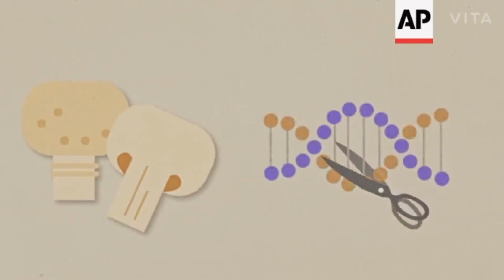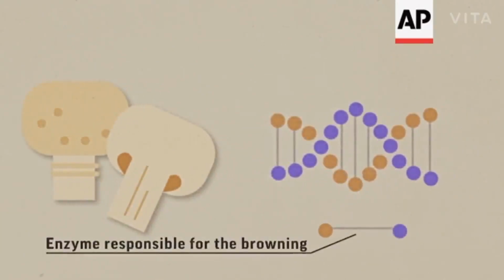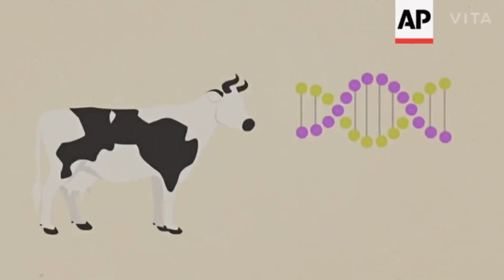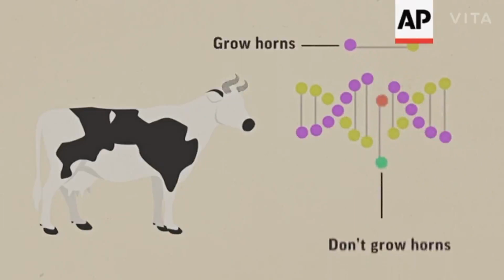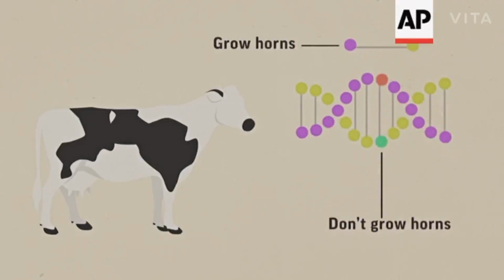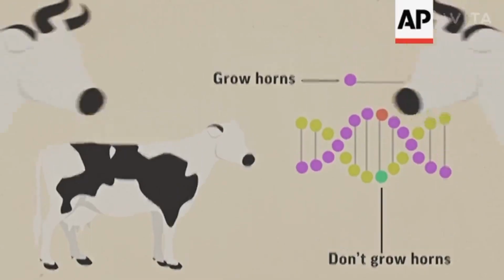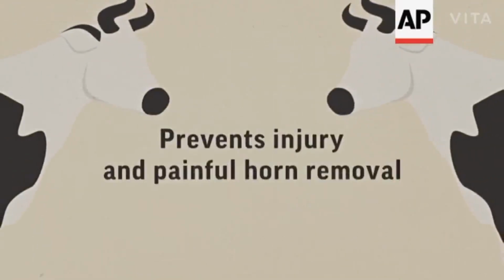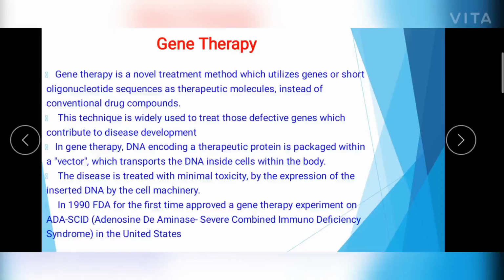Take mushrooms that can go bad quickly. Researchers can cut out a DNA snippet that produces the enzyme that makes them brown. Scientists can also edit the DNA of dairy cows to make them hornless. They do this by snipping out part of a dairy cow's gene for growing horns and inserting DNA instructions from prized beef cattle that naturally lack horns. That would prevent injury and avoid a common but painful horn removal. Yes, this gene editing technique definitely will rock the future of science and technology, right?